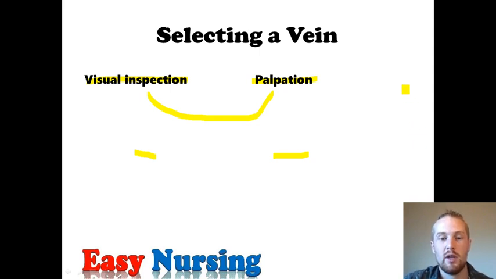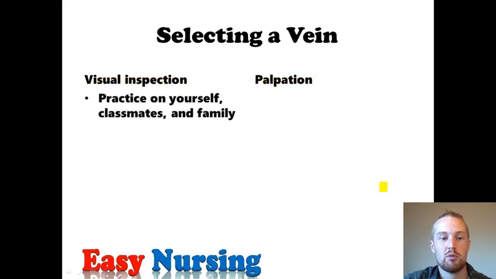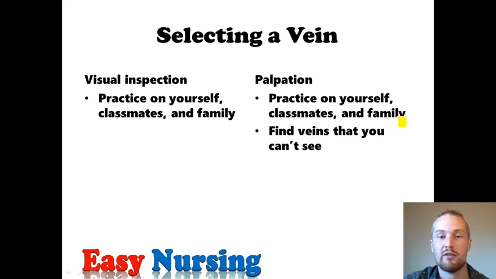So they're both important for you to make a good decision about what vein you want to go for. Now, with both of these, you want to be sure to practice on yourself and your family and classmates because you want to get to where you're used to knowing that spongy feeling when you press on a vein. And when you look at your arm, a good one is right here above your thumb. There's usually a very good squishy vein there for you to look at. Now, as far as visualization, you can look at your ACs.